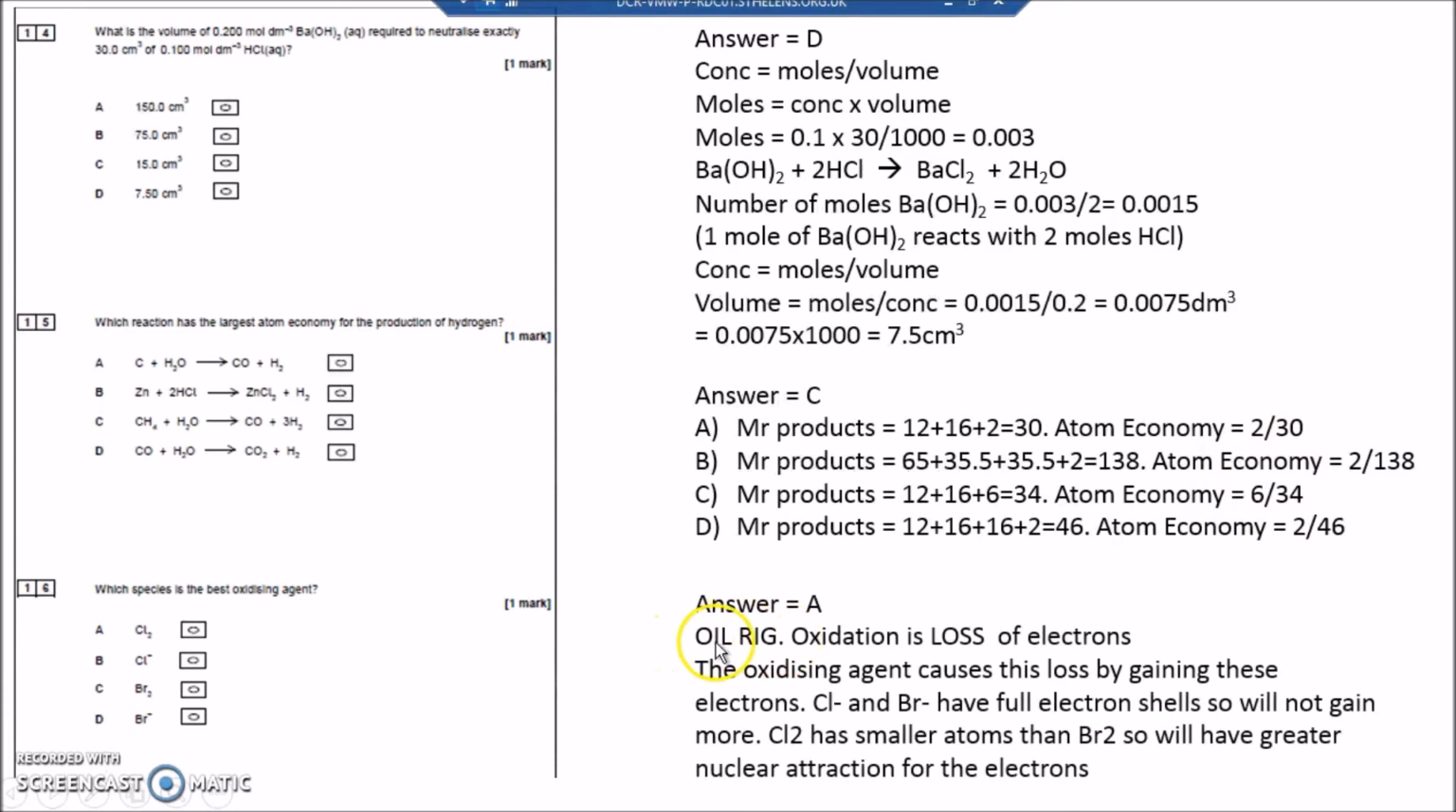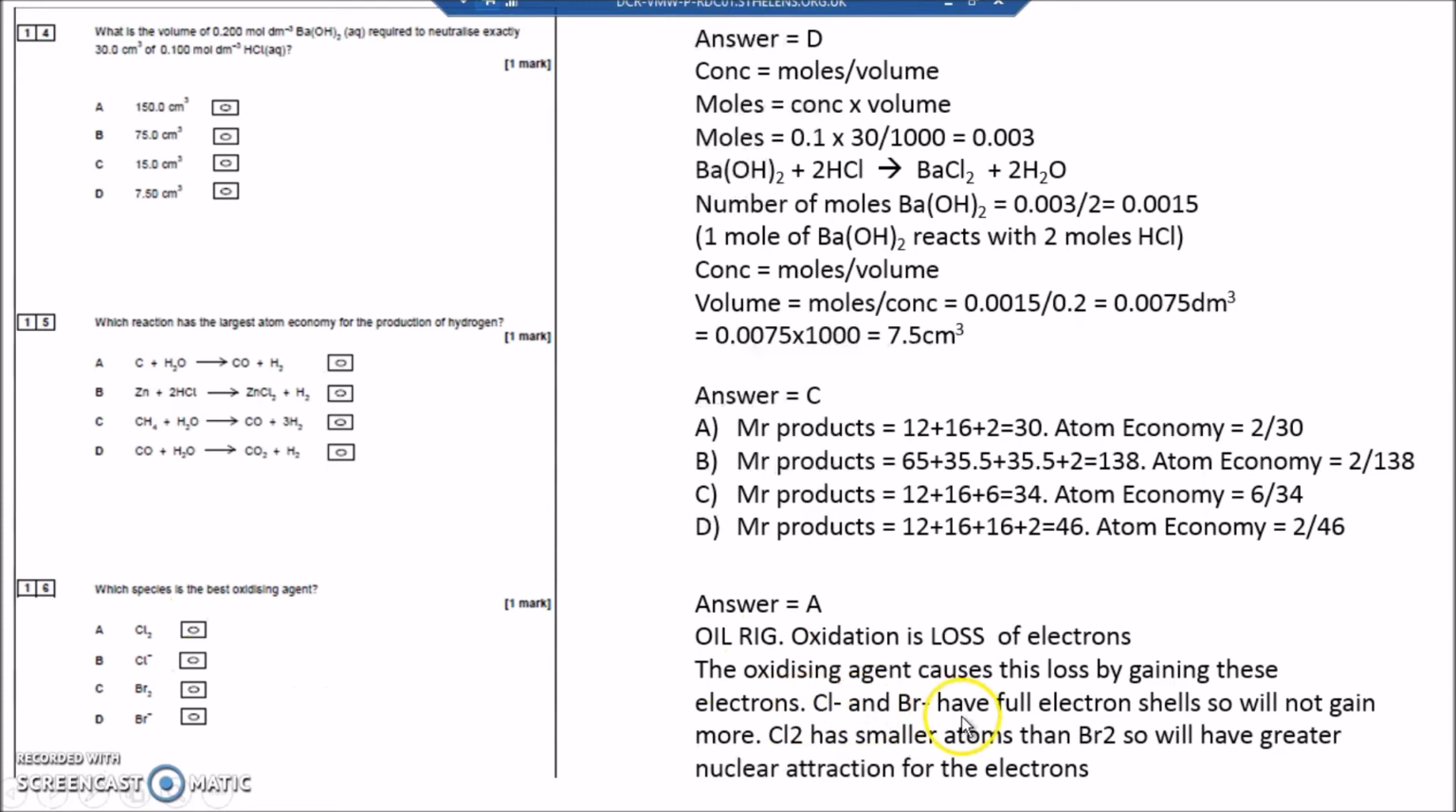Which is the best oxidizing agent? Well, remember OIL RIG, oxidation is loss. Loss of electrons, so the oxidizing agent causes this oxidation. It's making something else in the reaction oxidized. So the oxidizing agent is causing the other thing that's reacting to lose electrons. So if it's causing the other thing to lose electrons, it itself must be reduced. It must be gaining electrons. So the oxidizing agent is itself reduced.